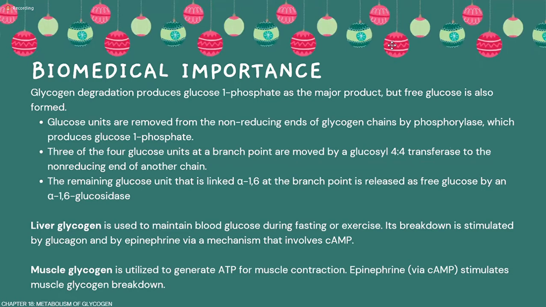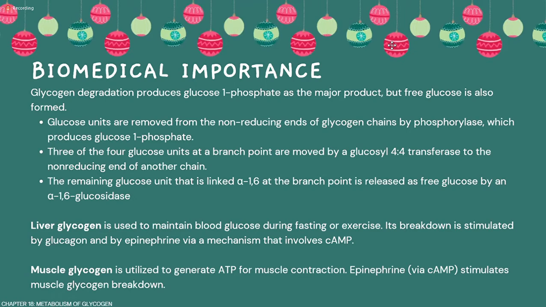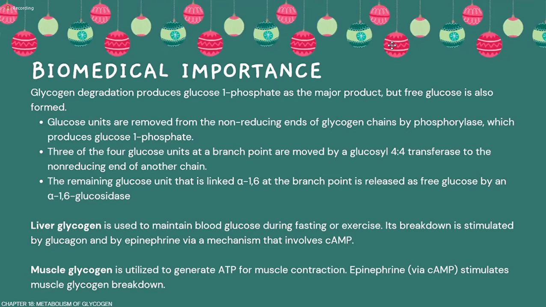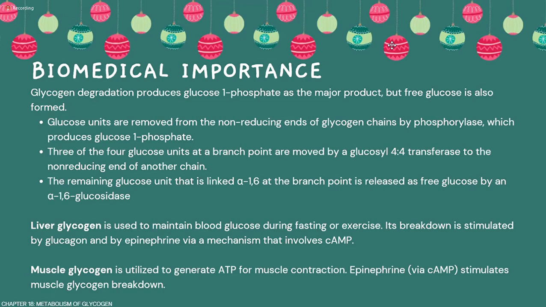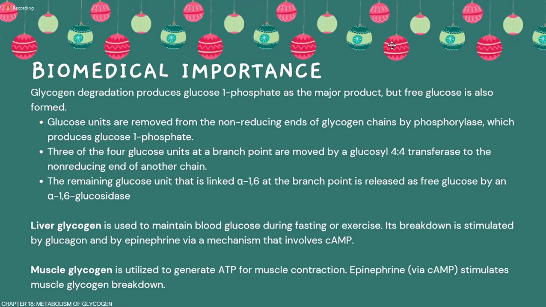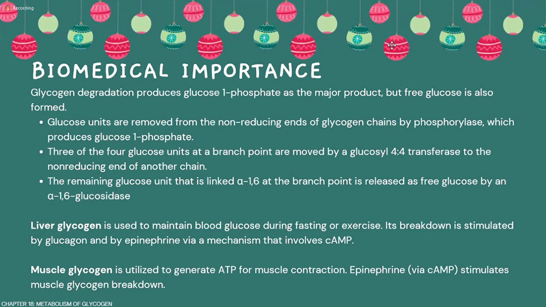Glycogen degradation produces glucose 1-phosphate as the major product, but a little free glucose is also formed. Now that glucose 1-phosphate will be acted upon by a mutase. That phosphate will be transferred to carbon 6 and it will be glucose 6-phosphate. And then the phosphatase comes in, removes that phosphate, then you have free glucose.